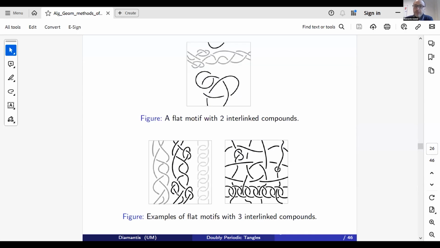Okay, now in this figure, in the topmost figure, you can see a two-interlinked-compound flat motif. So one is the gray, and the other one is the trefoil knot together with the unknot. So this is one compound. Don't forget here I am using isotopy, so I can just take the whole thing and put it inside a 3-ball.